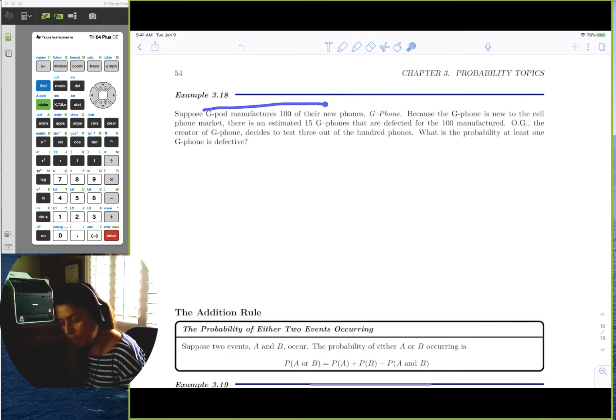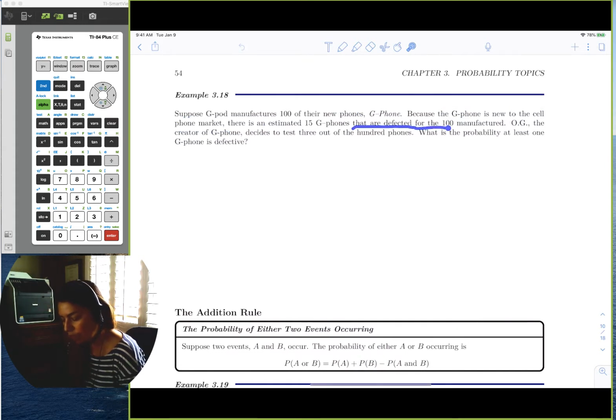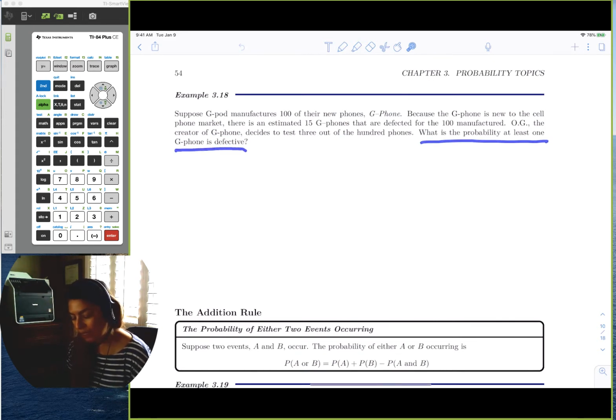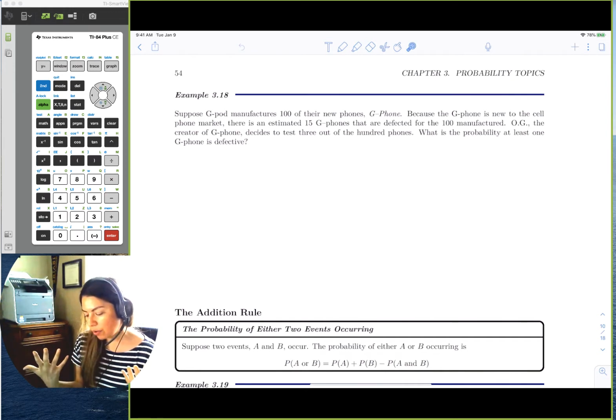Suppose G-Pod manufactures 100 of their new phones, the G-Phone. Because G-Phone is new to the cell phone market, there is an estimated 15 G-Phones that are defective of the 100 manufactured. OG, the creator of G-Phone, decides to test 3 out of the 100 phones. What is the probability that at least one G-Phone is defective? So here's what's happening. G-Pod manufactures 100, and it's known that about 15 of the 100 are defective.